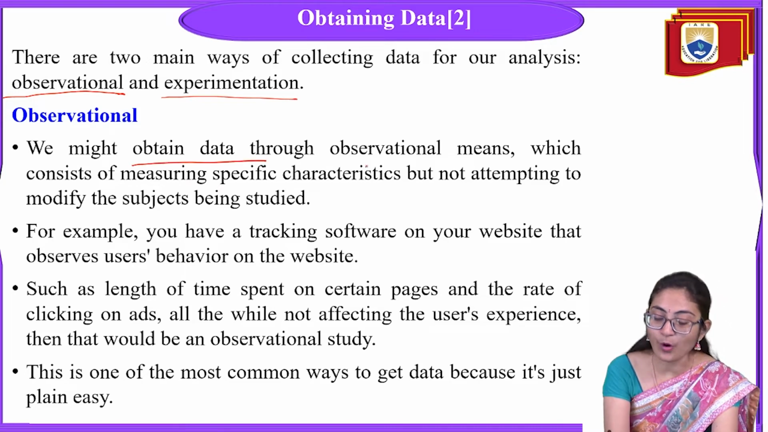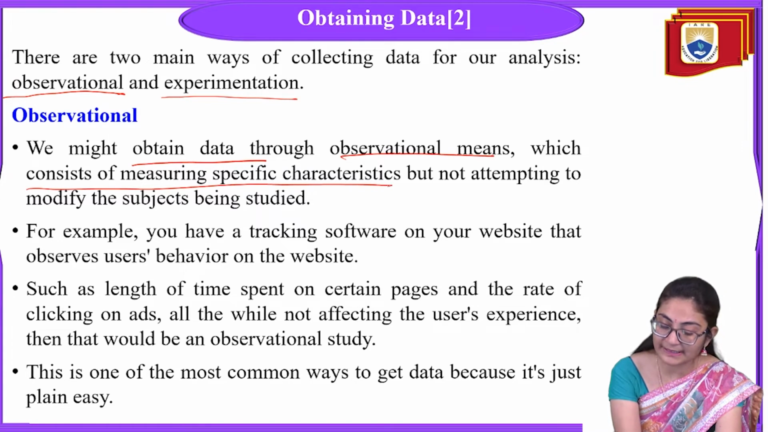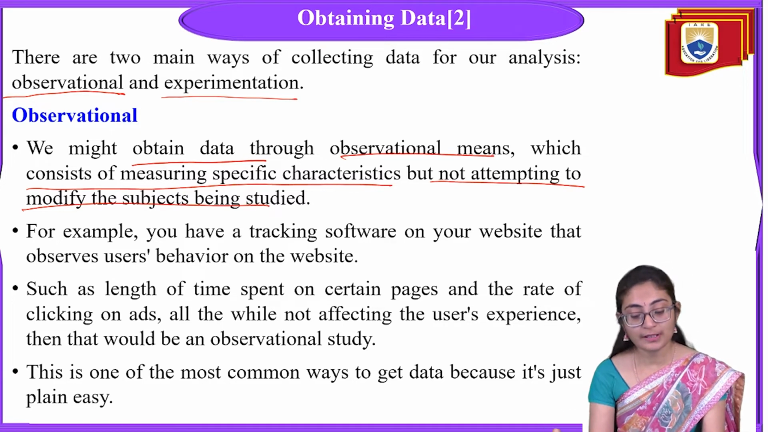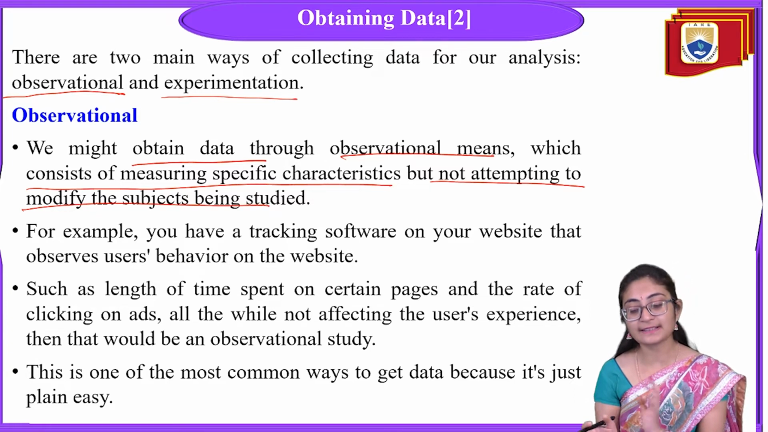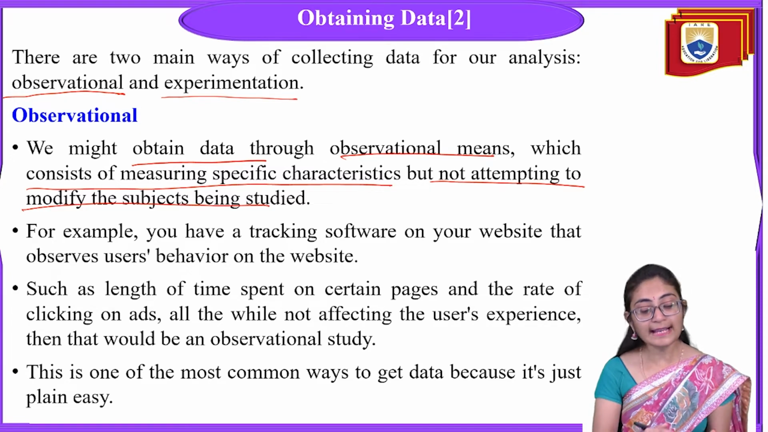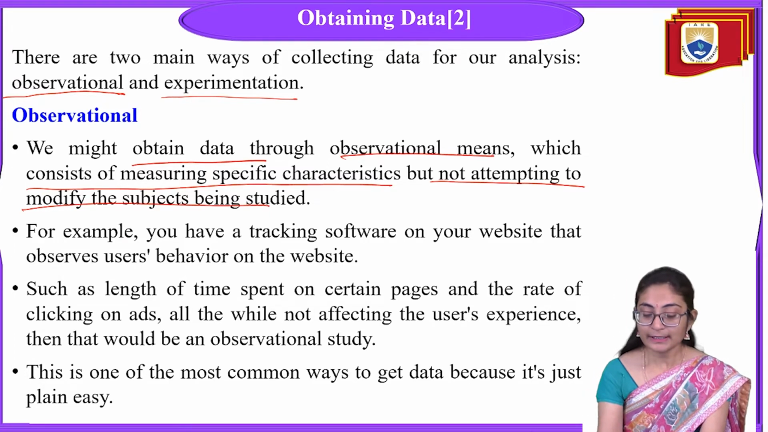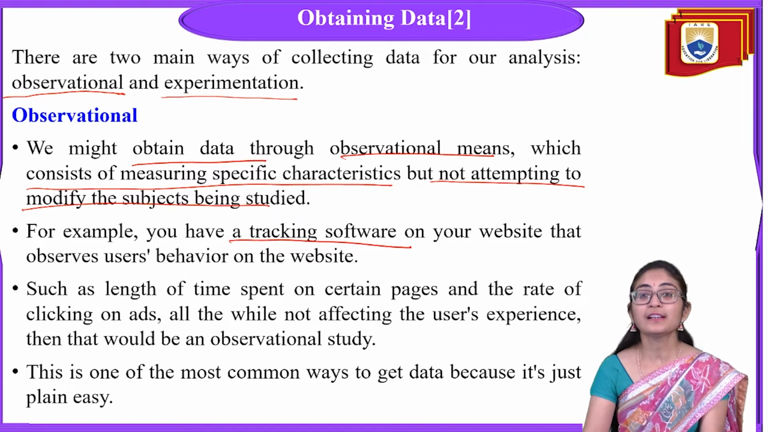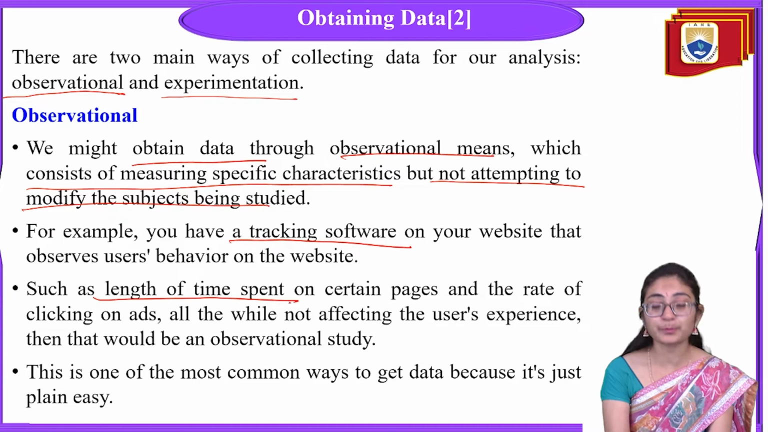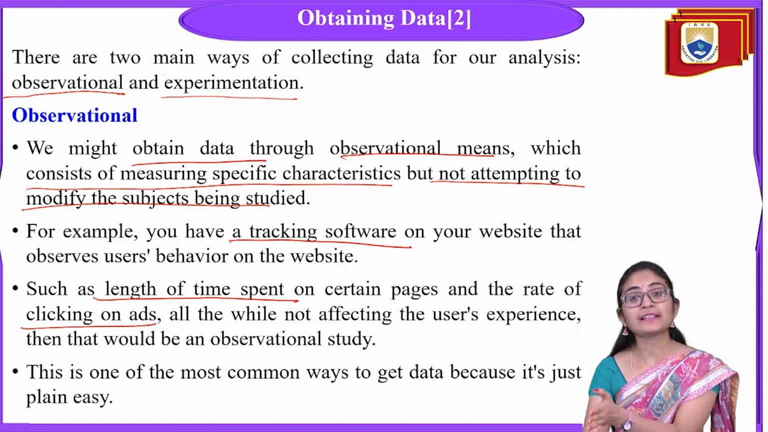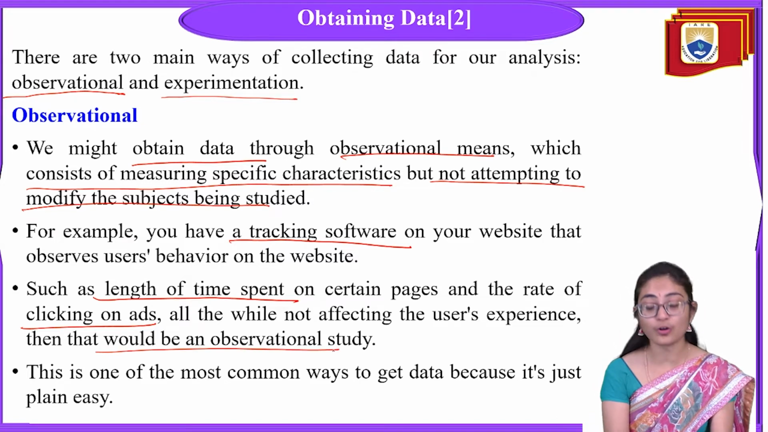We might obtain the data through observational means, which consist of measuring specific characteristics but not attempting to modify the subjects being studied. What is meant by observational? That means it consists of measuring specific characteristics, but it will not attempt to modify the subject being studied. Just for example, we can say that you have a tracking software on your website that observes users' behavior on the website. Tracking software is just an example of observational, how you collect the data only by observing, such as the length of time spent on certain pages and the rate of clicking on ads, while not affecting the user's experience. That would be an observational study.